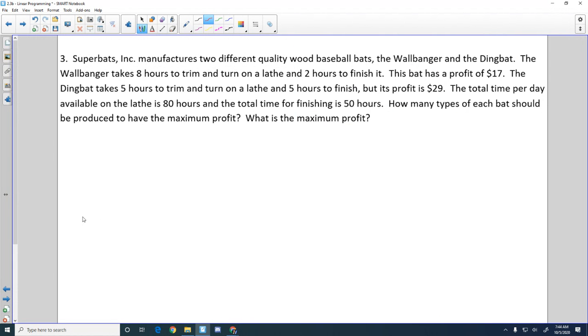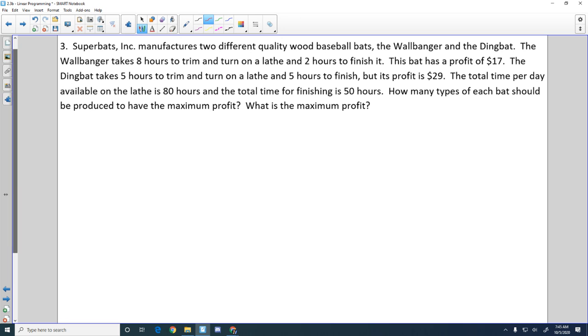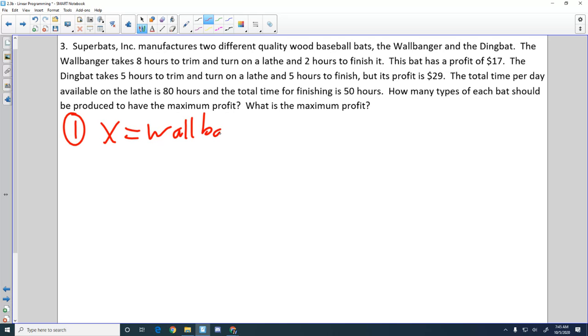Okay, I'm just going to go through the first few steps of these last two. So Superbats Inc. makes two different types of bats, the wallbanger and the dingbat. So x equals wallbanger, and the y is going to be the dingbat. These are two different types of baseball bats.